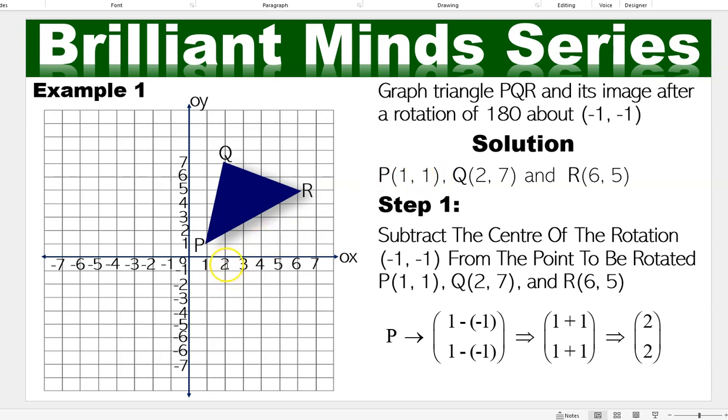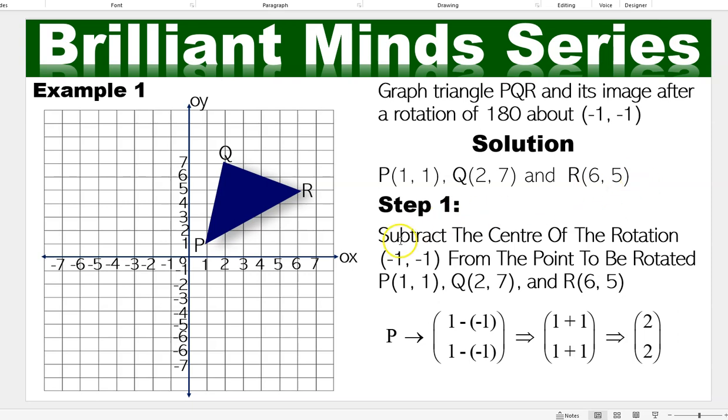Now looking at Q, our x value is 2 and our y value is 7. Point of intersection: x value 2, y value 7. Please write the x value first followed by the y value. So we're going to get (2, 7). And our last point, we have an x value of 6 and a y value of 5. So our R is going to be (6, 5).